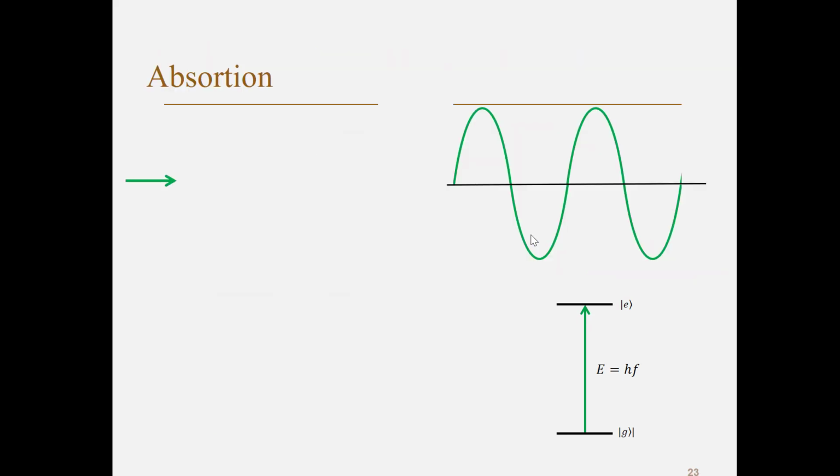And this gives rise, as you might guess, to absorption. Okay, so we have some light incoming over here. It's exactly resonant with this transition. And here I have drawn the incoming light as a function of time. So this is simply the varying E field of incoming light.